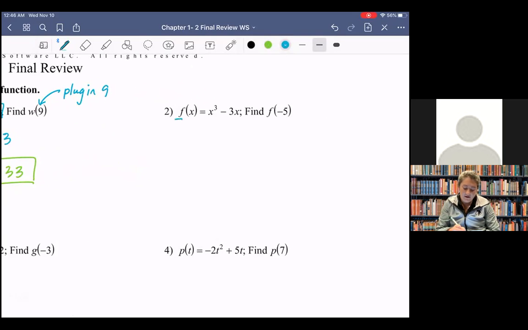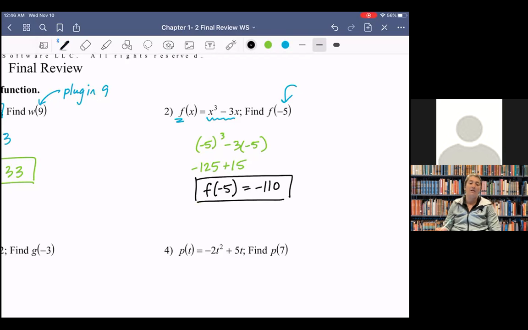So f of x, this function's name is f. The variable I chose to use for x, it probably stands for xylophones. I don't know. So the important part is this x cubed minus 3x. It's asking you to plug in -5. So we're going to say -5 cubed minus 3 times -5. -5 cubed is going to be -125. Minus 3 times -5 will be plus 15. So I think our final answer, which is f of -5, is equal to -110. I plugged it all in on my calculator.